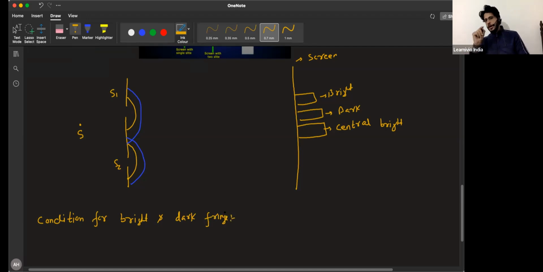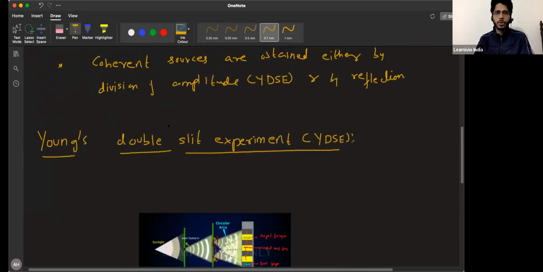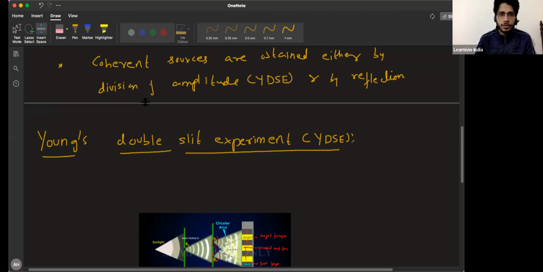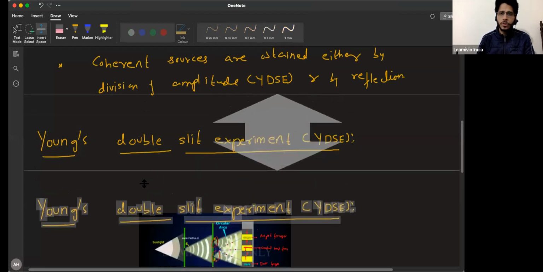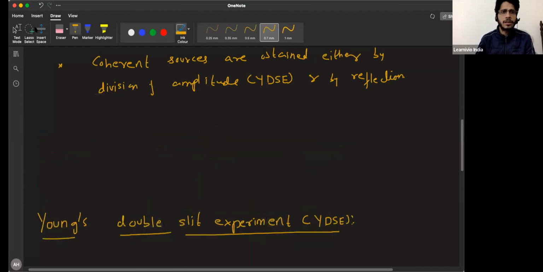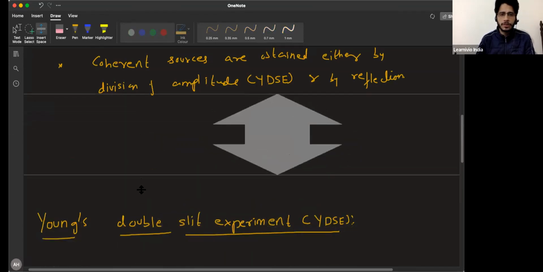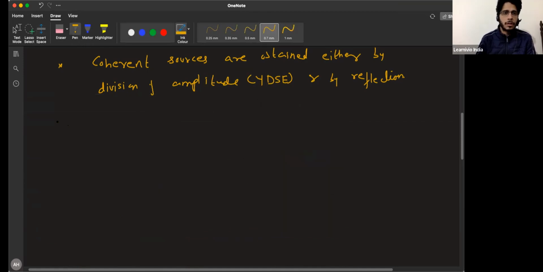Okay, but before starting this derivation, there's one thing which should be very clear in your mind, and that is the concept of phase difference and path difference. The whole of these calculations depends upon the phase difference and the path difference. So they should be very clear in your mind. You did this phase and path difference in your class 11 syllabus. I'm repeating it again.